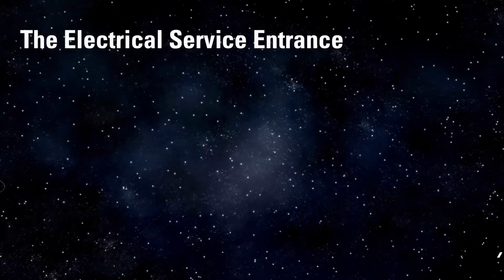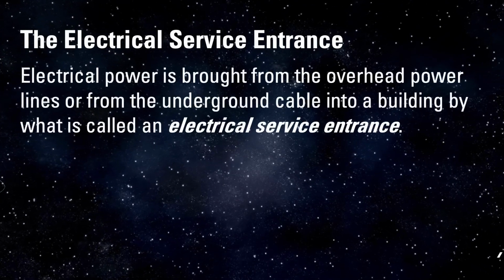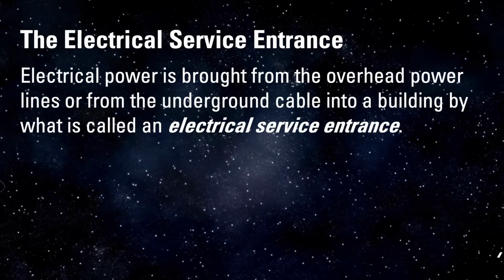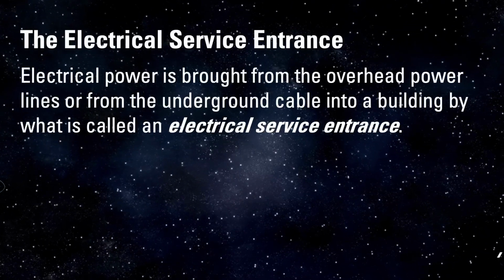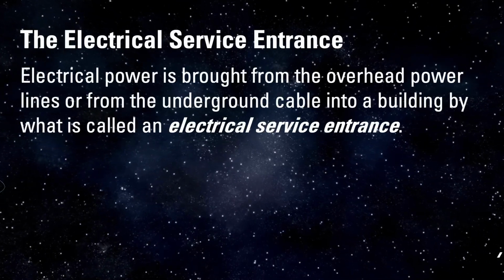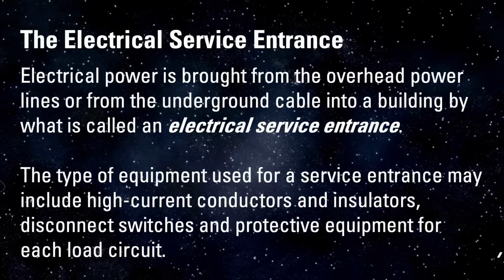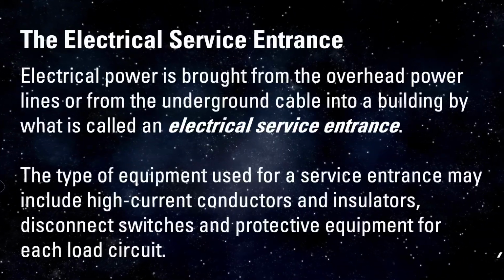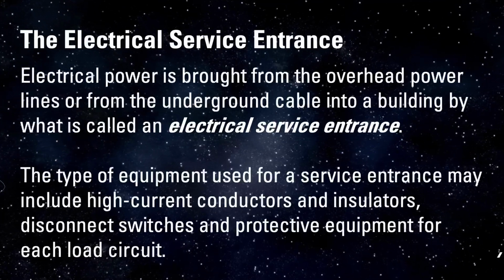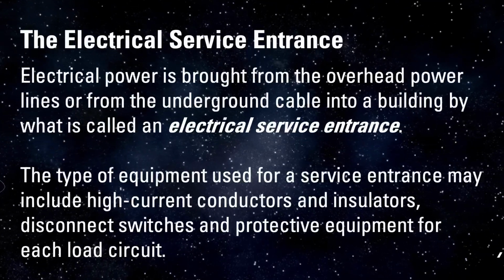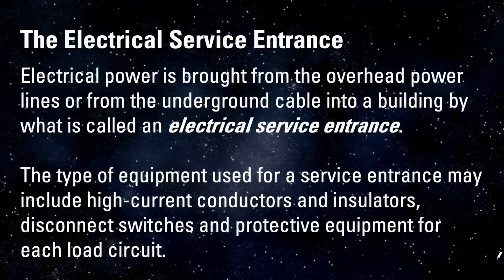The electrical service entrance. Electrical power is brought from the overhead power lines or from the underground cable into a building by what is called an electrical service entrance. The type of equipment used for a service entrance may include high current conductors and insulators, disconnect switches, and protective equipment for each load circuit.